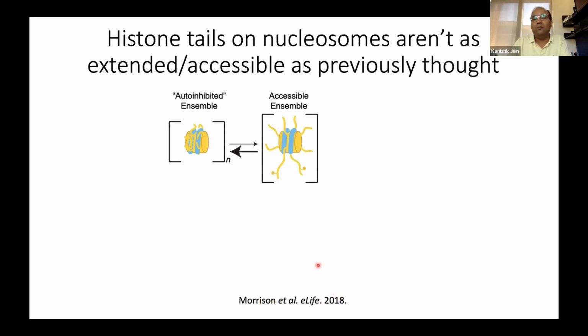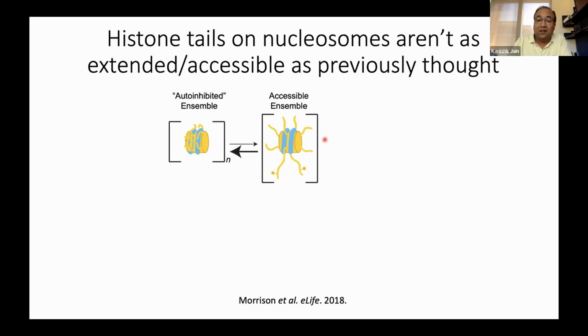they showed via nucleosomal NMR that in fact nucleosome tails, which are highly positively charged, exhibit this conformational dynamics between an autoinhibited state and an accessible state. So in this scenario, the positively charged nucleosome tails are collapsed onto the negatively charged nucleosomal DNA, and that equilibrium exists between a collapsed and an extended state.